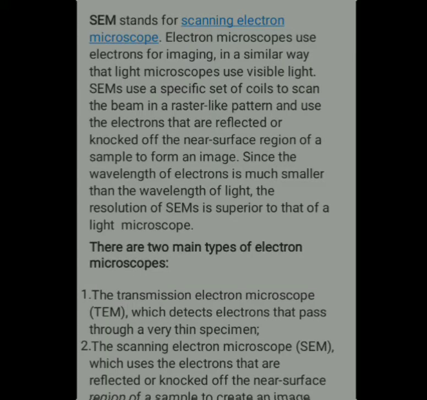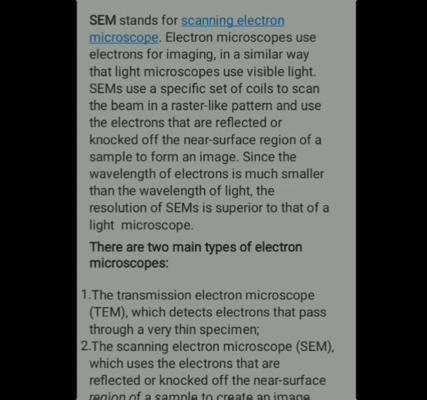Scanning electron microscopy, also abbreviated as SEM. Electron microscopy uses electrons for imaging in a similar way that light microscopes use visible light. Scanning electron microscopy uses a specific set of coils to scan the beam in a raster-like pattern and uses the electrons that are reflected or knocked off the near surface region of a sample to form an image.